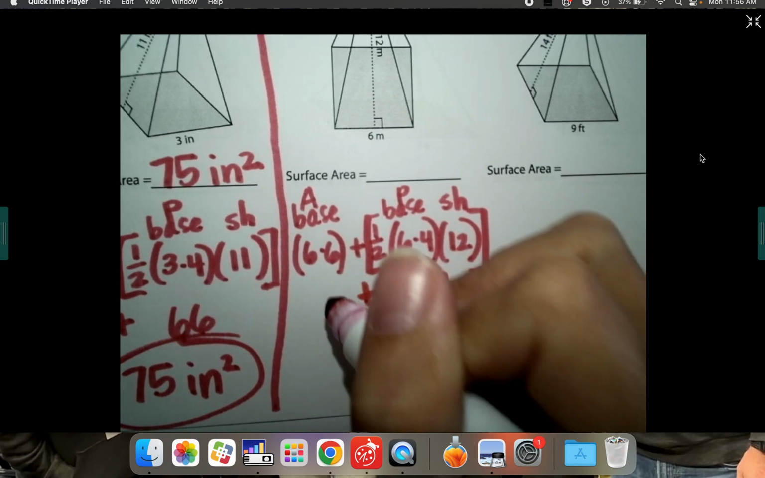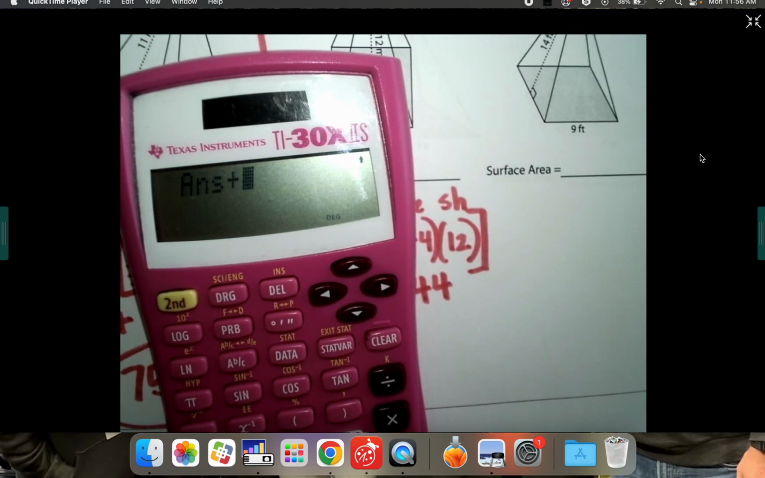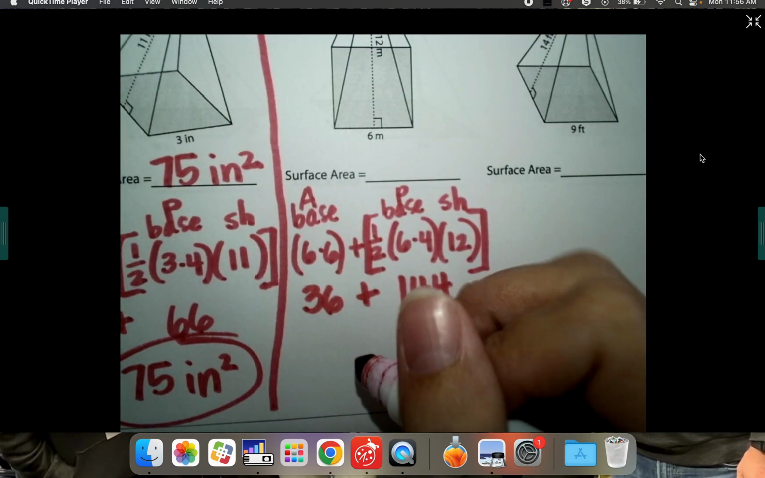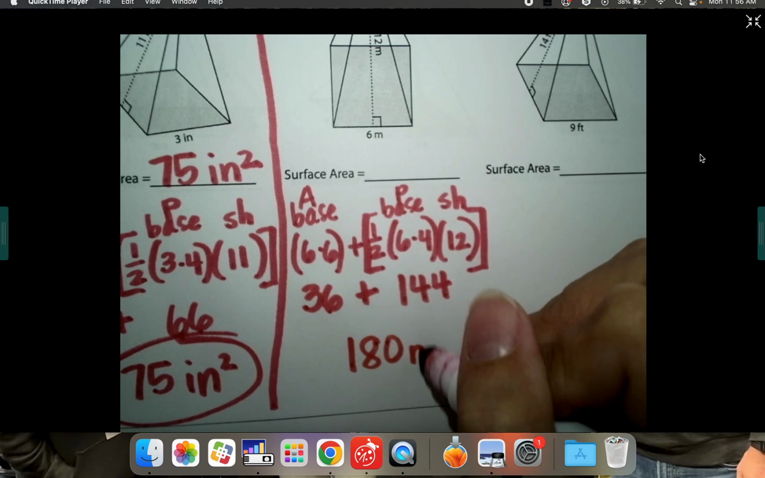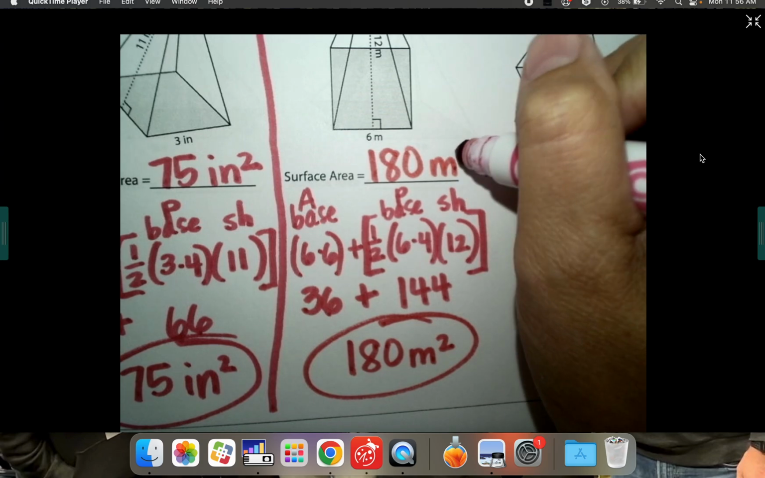Then I'm going to come back here and add 36, because 6 times 6 is 36. So plus 36 equals 180. So this one is meters, so square meters, so 180 square meters.